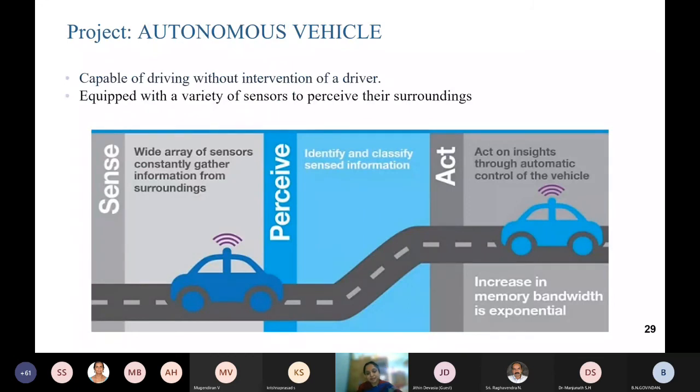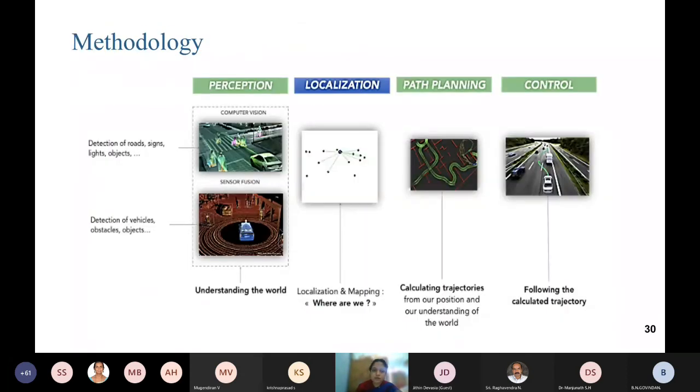And one more project that I worked on just a year back was about autonomous vehicles. What it has to do is sense using an array of sensors, perceive, identify, and classify what it saw, and act on the insights through automatic control of the vehicle. So these are the methodology. I might not be able to explain this in detail.